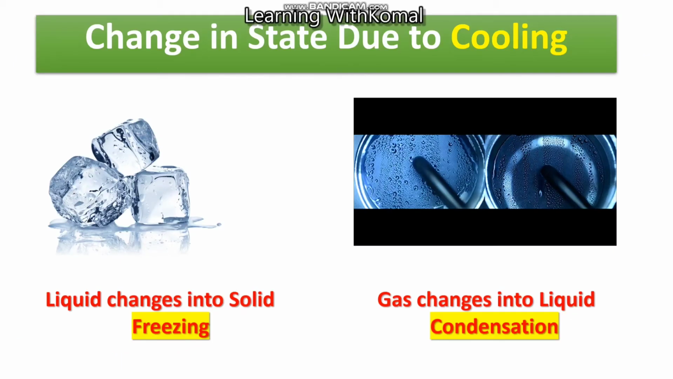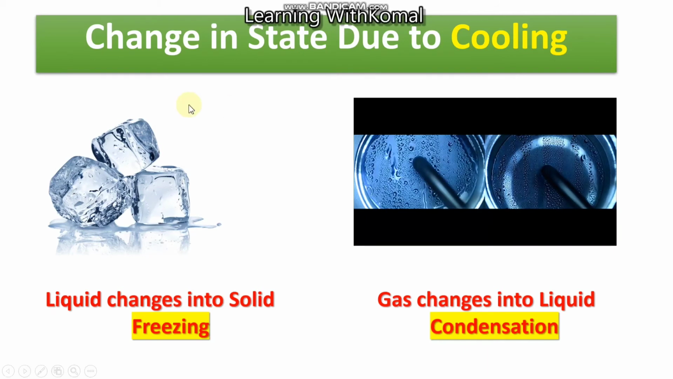Now let us see change in state due to cooling. On cooling, gases change into liquid. The process of a gas changing into liquid on cooling is called condensation. In this figure, you can see when there are vapors all around on your vessels or on the mirror, then after cooling, the vapor converts into liquid form. So first of all, it was gases. Vapors are gases. Then the vapors are changing into liquid, and that process is known as condensation.